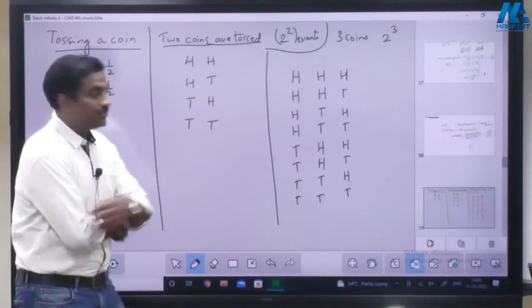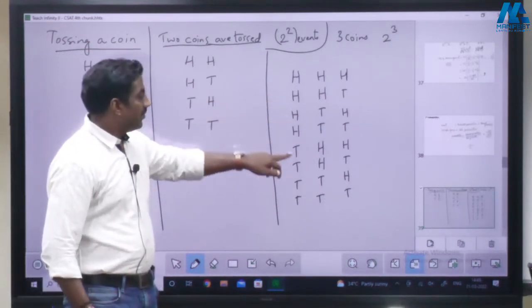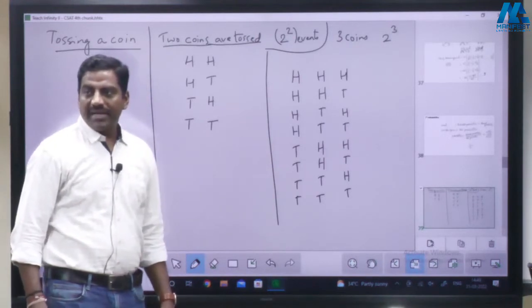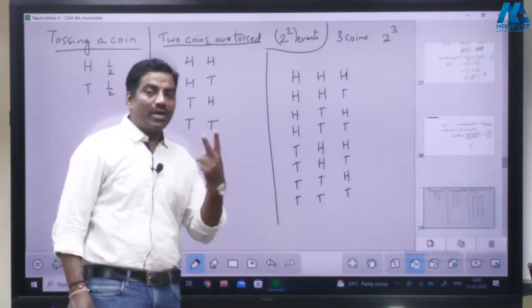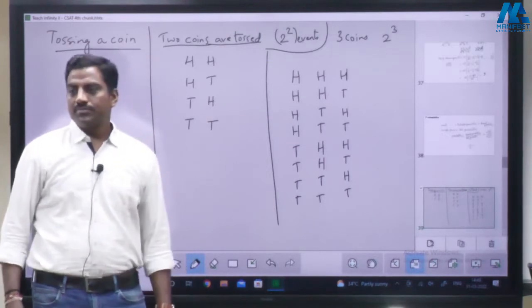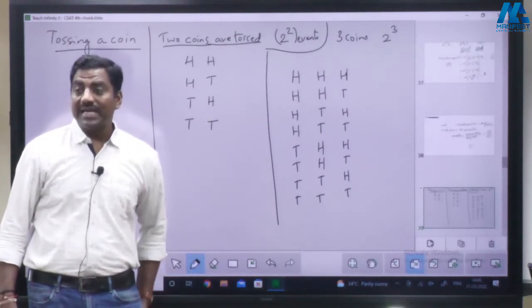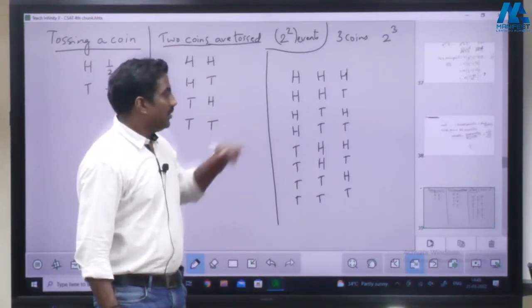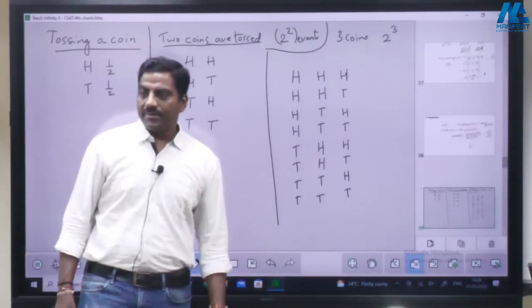Probability of getting exactly 2 heads. This is 1, second, third. That's it. 3 by 8. So, sorry, getting exactly 2 tails. 1, 2, 3. 3 by 8.